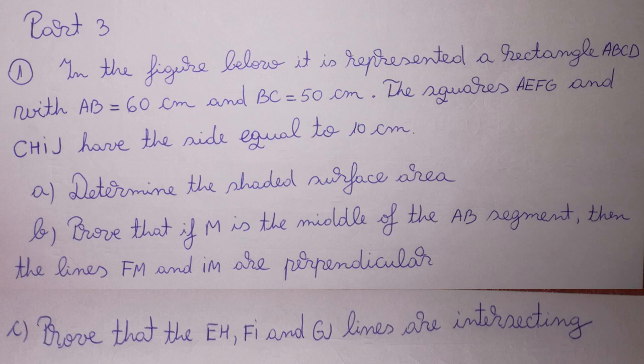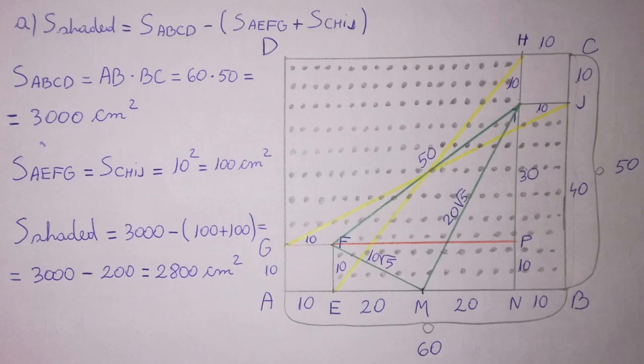equals 50 centimeters. The squares AEFG and CHIJ have the side equal to 10 centimeters. Point A. Determine the shaded surface area. Point B. Prove that if M is the middle of the AB segment, then the lines FM and IM are perpendicular. Point C. Prove that EH, FI, and GJ lines are intersecting.